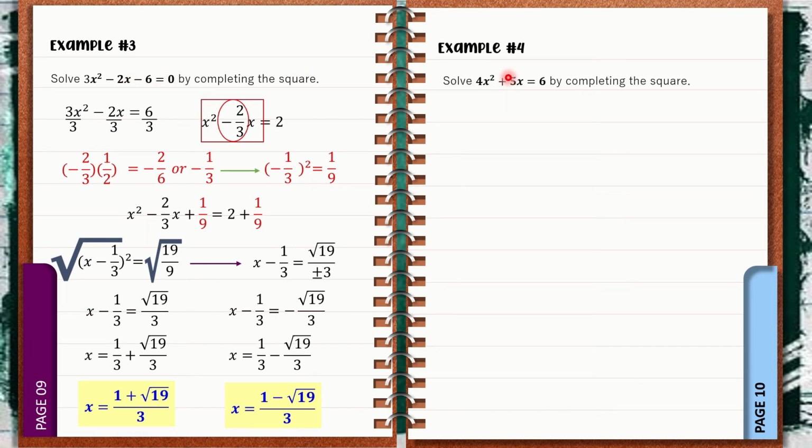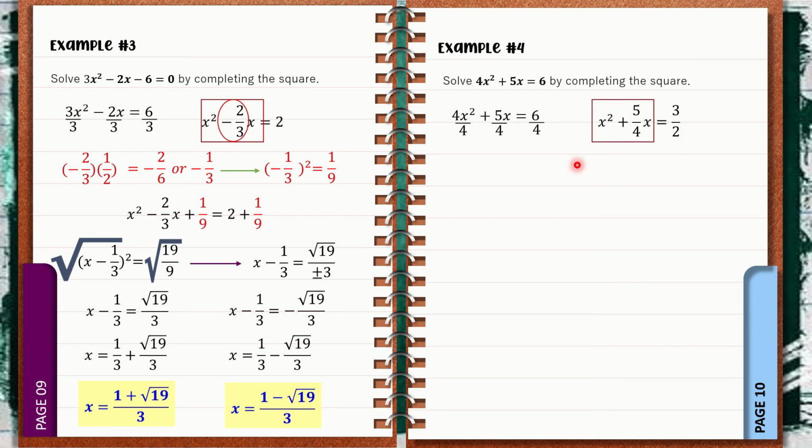Let us have our last example. Solve for 4x squared plus 5x is equal to 6. Since the constant term is already separated from our variable, we simply divide the terms by 4. So we have our new equation, x squared plus 5 over 4 x is equal to 3 halves.